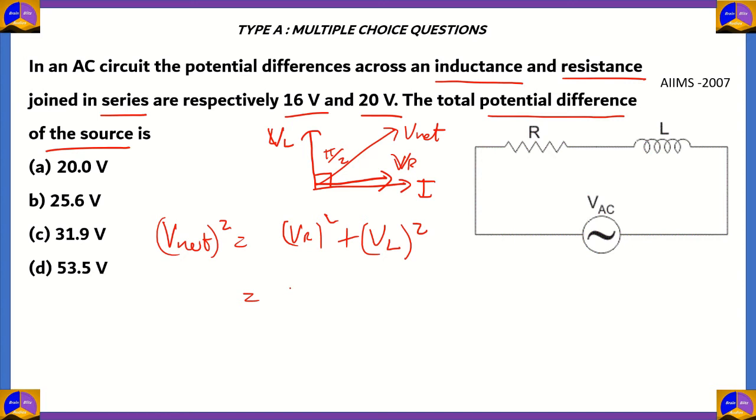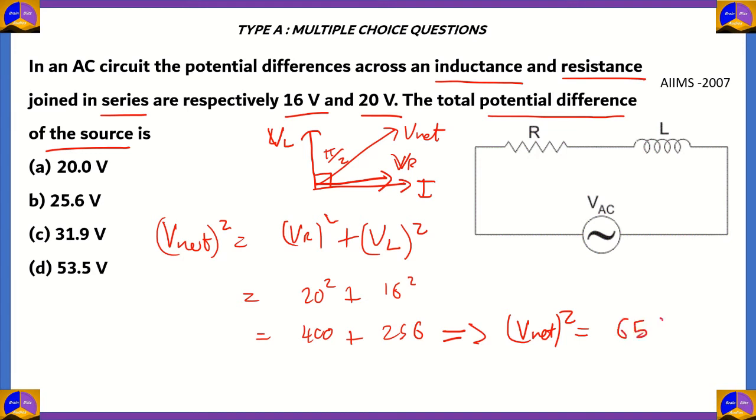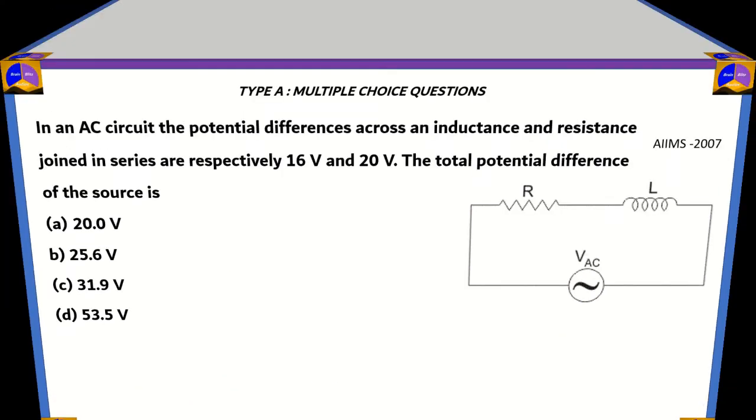VR is 20, so 20 square, plus VL as 16, so we can put it as 16 square. 20 square is 400, 16 square is 256, so therefore the value of V net square is equal to 656. So the value for V net will be equal to the root of 656. Now, 656 is not a perfect square.